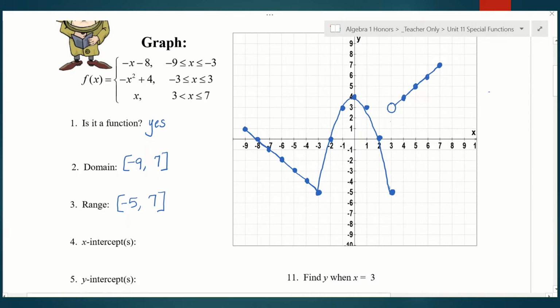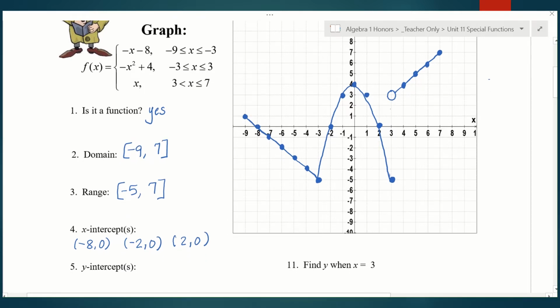Okay, x-intercept. So where does our function cross the x-axis? And it looks like we have 3 x-intercepts here. So let's list them all out. The first one I see is (-8, 0). And then I see (-2, 0). And the last one is (2, 0). Y-intercepts, it looks like the graph only crosses the y-axis at one place, which is (0, 4).